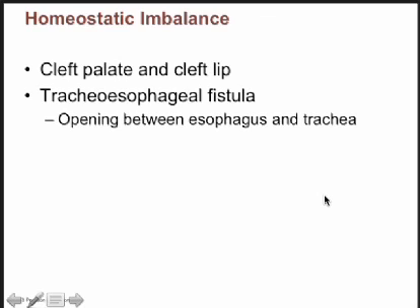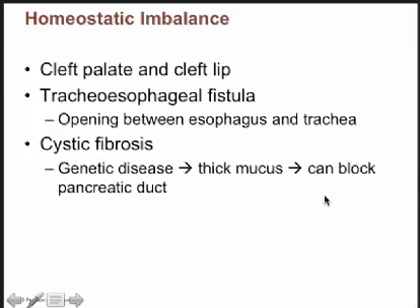Cystic fibrosis is an inherited disorder of a sodium pump that produces thick mucus which can block a lot of duct systems throughout the body. In the digestive system, it can block the pancreatic duct and as a result occlude pancreatic juice from getting into the duodenum and affecting efficient digestion of protein, polysaccharides, and fat.